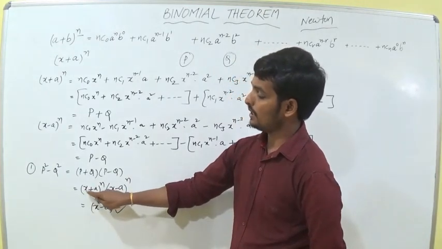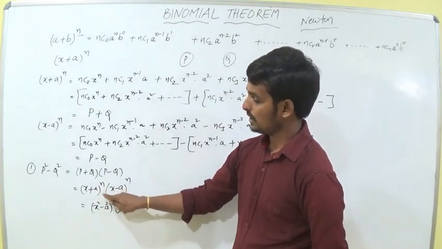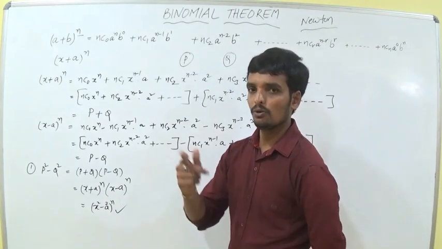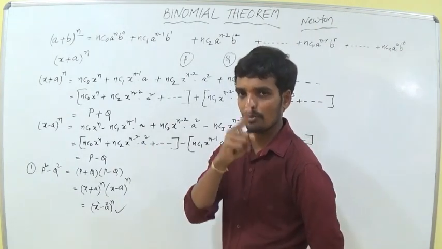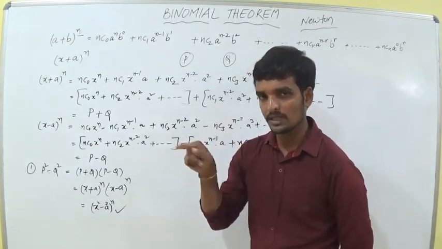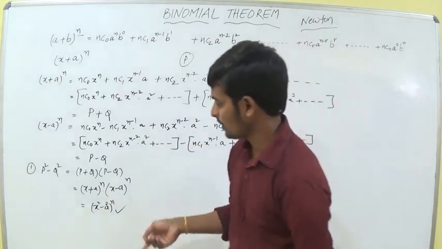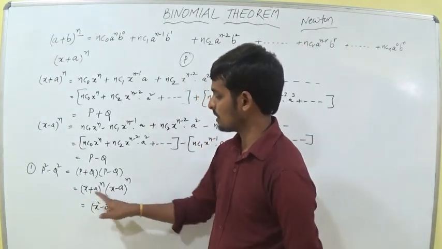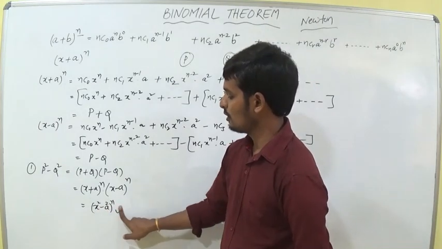This is a power m into b power m, so ab whole power m, that is the formula. We know that a power m into b power m is equal to a into b whole power m. That's why, multiplying the bases, x plus a into x minus a, we get x square minus a square whole power n.